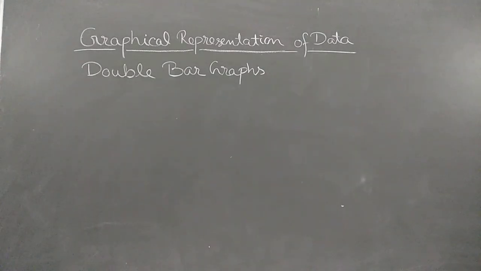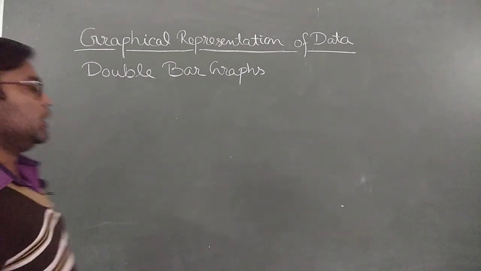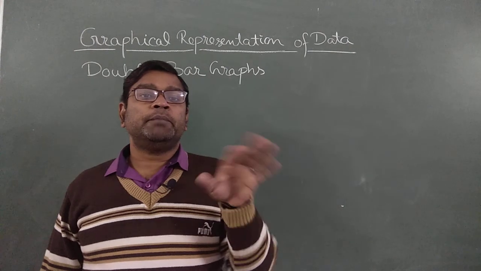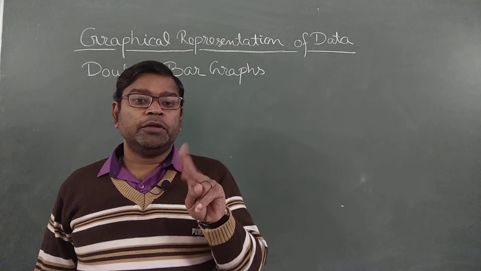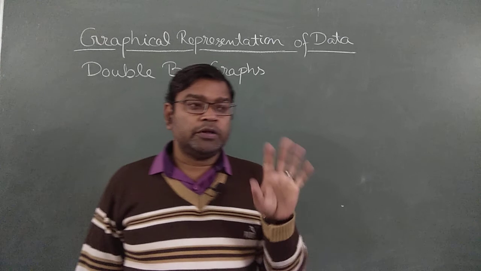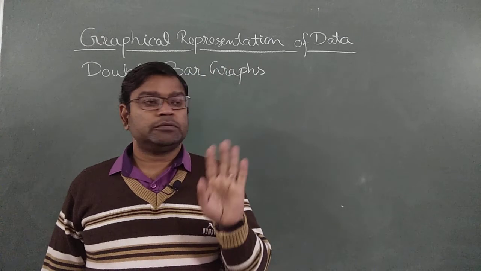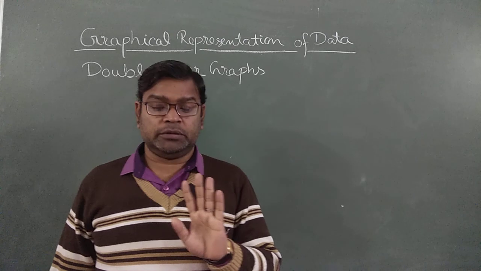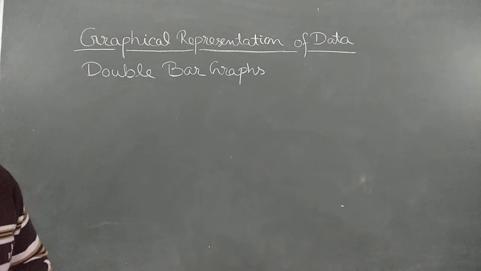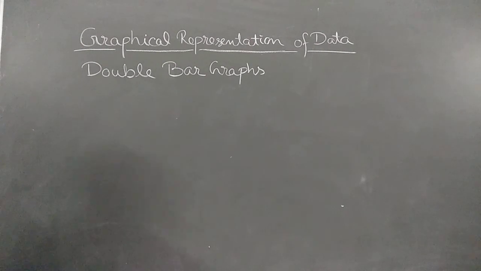Now, the next topic is the double bar graph. What is the double bar graph? This type of bar graph is used when we compare the same data for two different objects from two different collectors. For example, the average temperature of a given month for two years. Suppose the temperature of the months of March, April and May is given for two different cities. The cities are Delhi and Nainital.